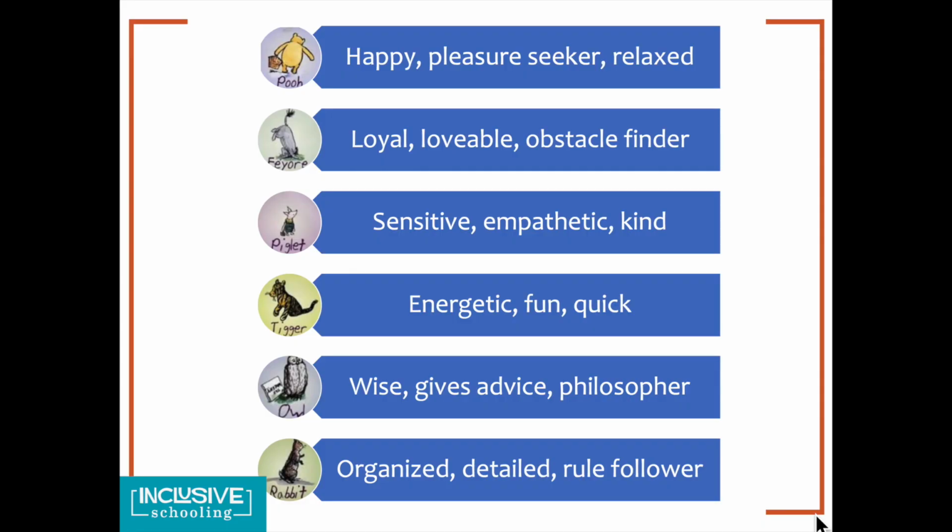As you can see here, I've got the Winnie the Pooh characters listed and then descriptions of each of the characters. So for Winnie the Pooh, I have happy, pleasure seeker, relaxed. For Eeyore, we've got loyal, lovable, obstacle finder. For Piglet, sensitive, empathetic, and kind. For Tigger, we've got energetic, quick, and fun. Owl, wise, gives advice, is a philosopher. And Rabbit is organized, detailed, and a rule follower.